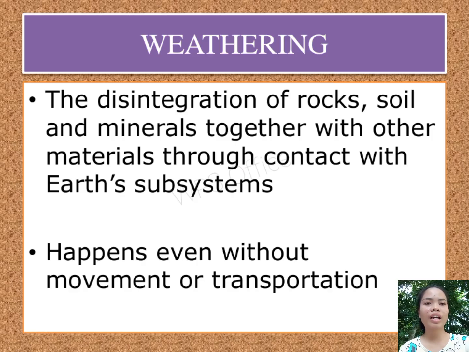Weathering can be classified into physical or mechanical weathering, which breaks rocks into pieces without changing their composition, and chemical weathering, which alters the chemical structure of the material. Biological weathering, caused by living organisms, is also common.